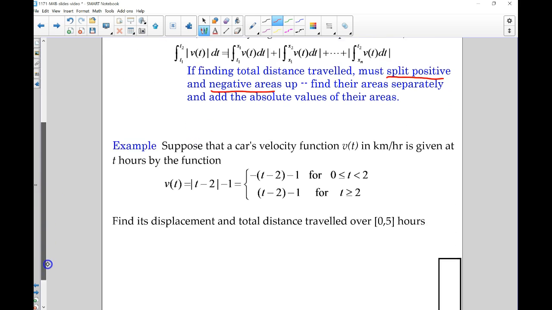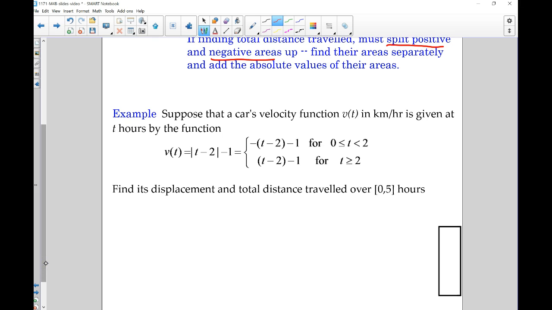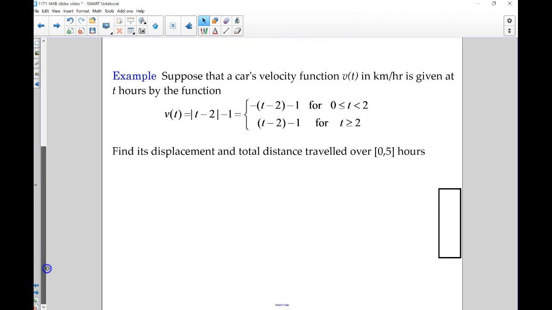Okay, so as an example here, I have a car's velocity function given by v(t) = |t - 2| - 1, which is equal to this. Find the displacement and total distance traveled over 0 to 5 hours. Well, I always like to start with a picture to see what's going on here.